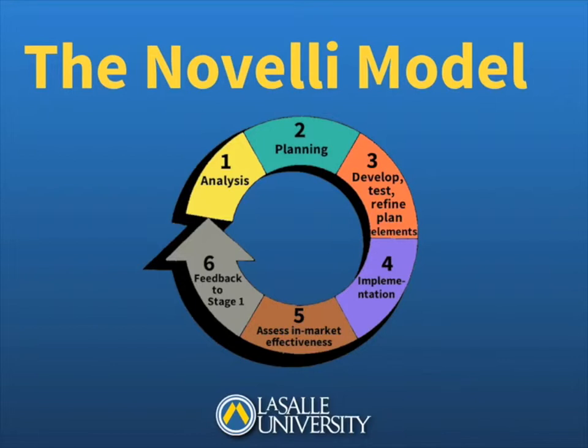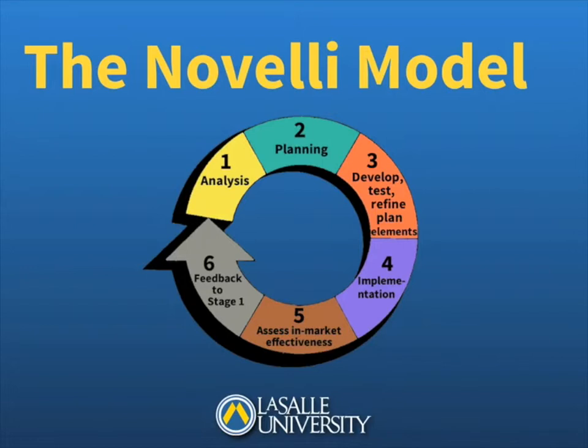The second stage is planning, creating a blueprint for what's going to come. Then in stage 3, we're going to develop and test and really refine our plan and our blueprint. And then we're going to implement it in stage 4, actually put it into motion and see what happens. Then in step 5, we're going to actually see how effective it was and judge its effectiveness. And then from that, in stage 6, we're going to create final feedback.